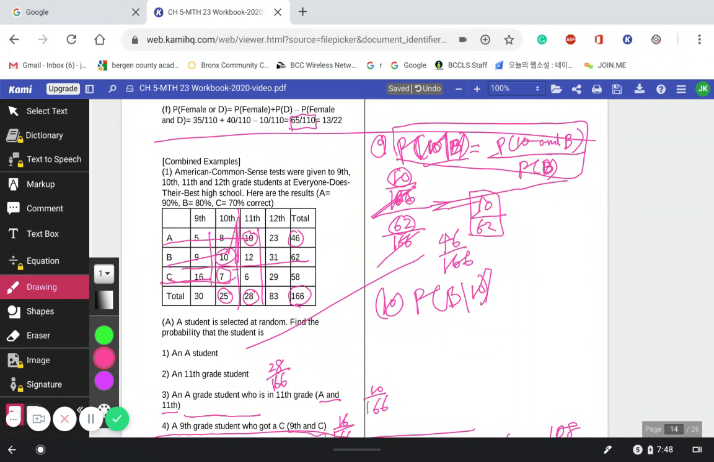what? Probability of B and 10 divided by probability of 10, because this 10 and this 10 has to be matched. So probability B and 10 is again 10 out of 166.